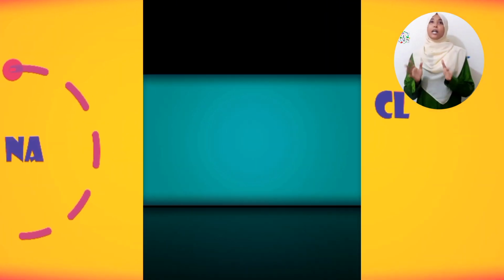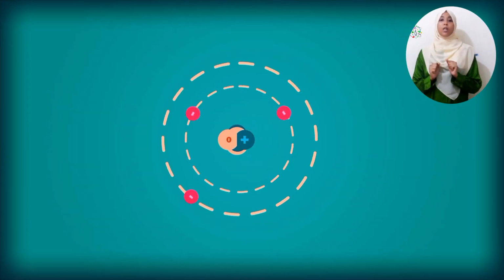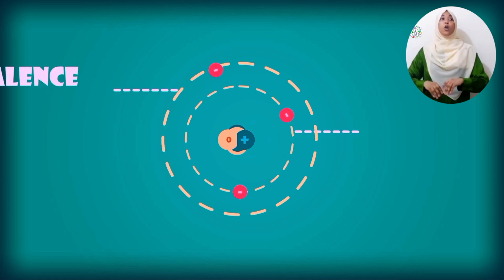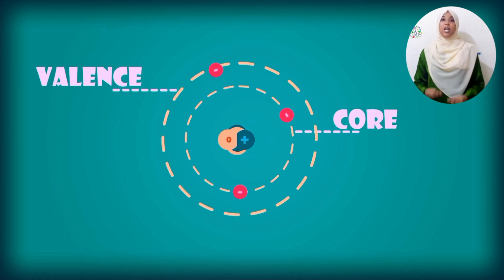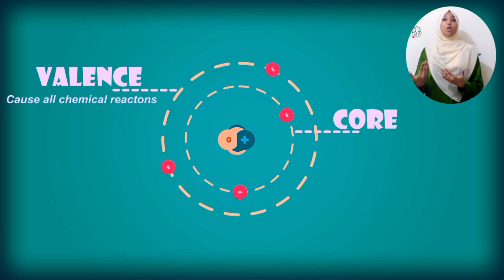When it comes to electrons, we have two groups of electrons. We have core electrons, and we also have valence electrons. Valence electrons are the electrons found in the outermost energy level of an atom. These are the most important electrons because they determine the chemical properties of the element, and they are the ones that participate in chemical reactions.